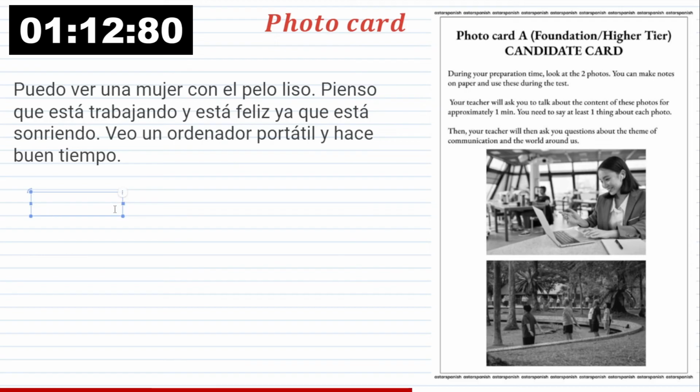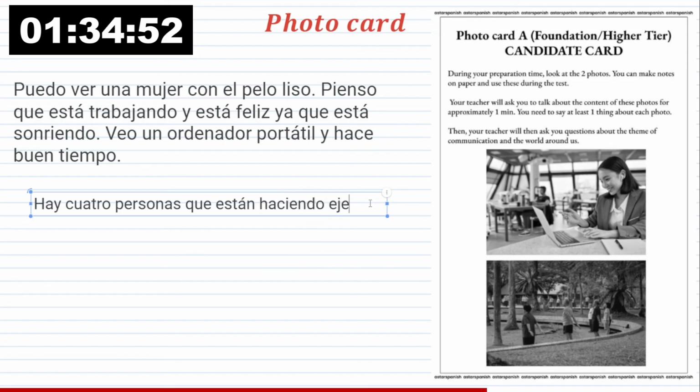Then if I create a new text box here. So I'm going to say there's 4 people exercising. So how would I say that? Hay cuatro personas. How would we say that are exercising? So the verb would be hacer ejercicio. So que están. This is the present progressive tense, so they are doing something. Están haciendo ejercicio.